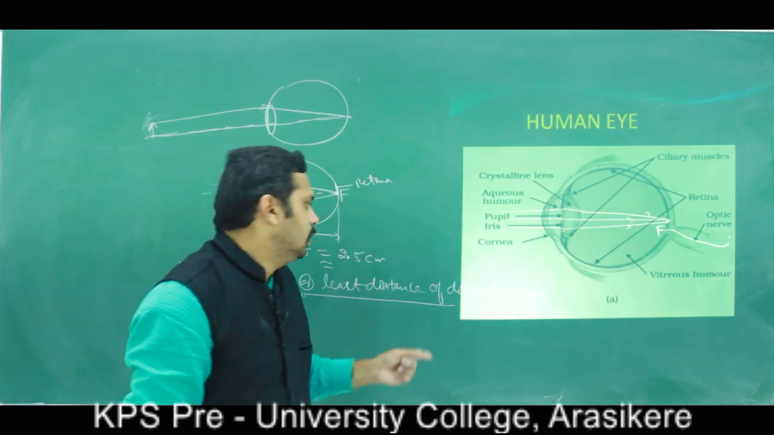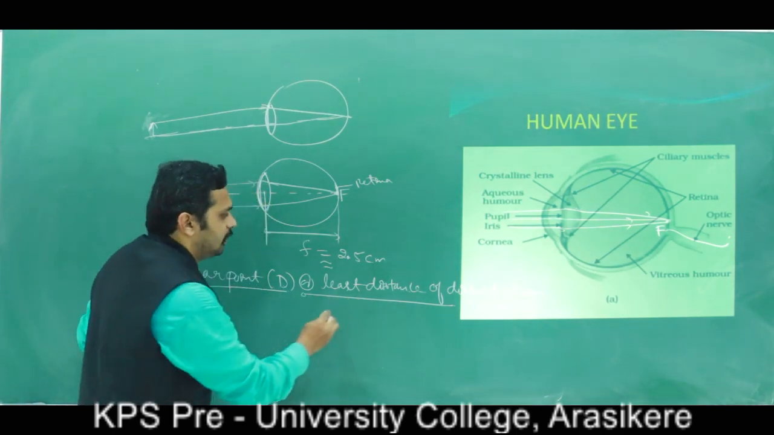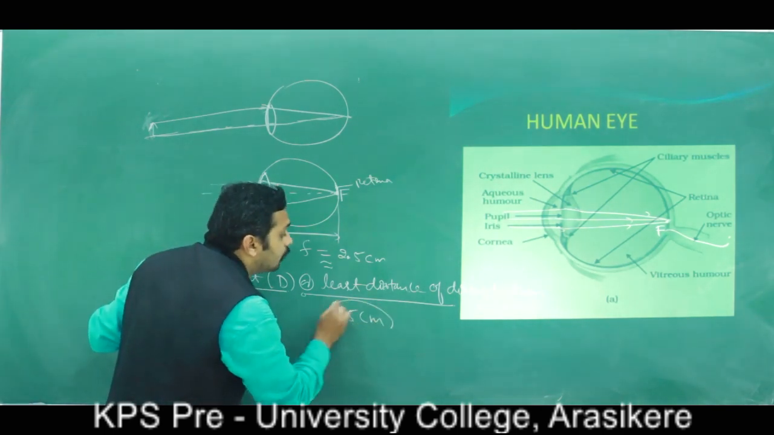For a normal eye, the least distance of distinct vision is nearly 25 centimeter.